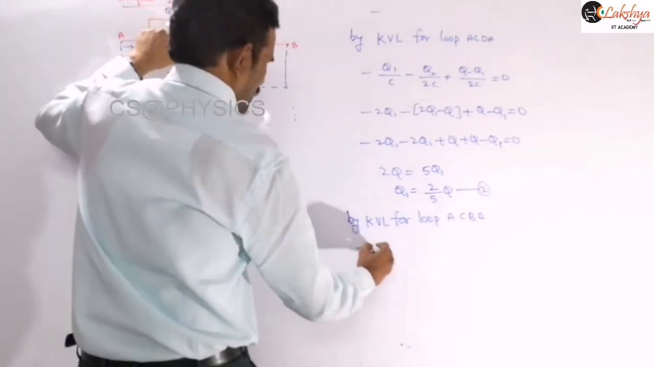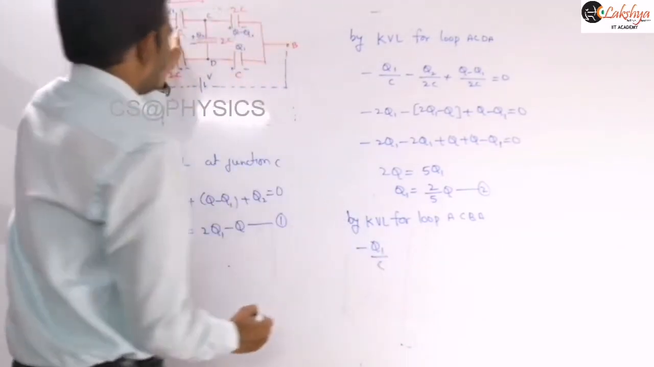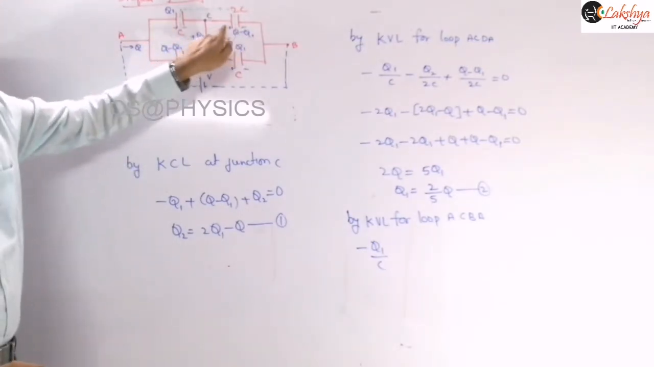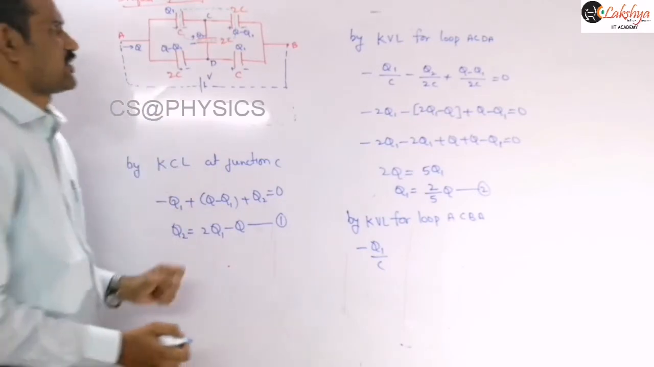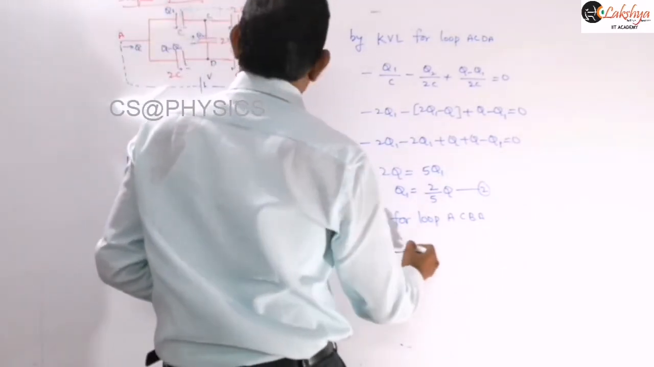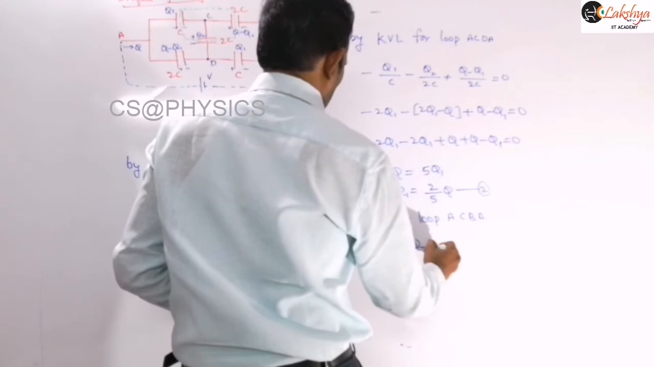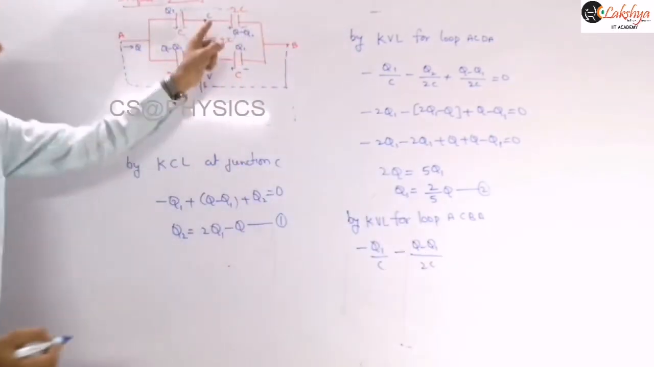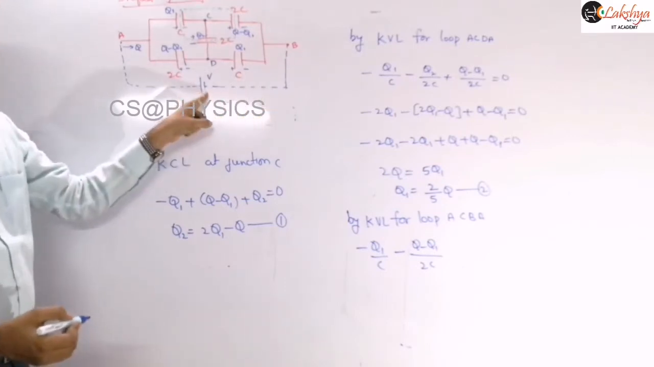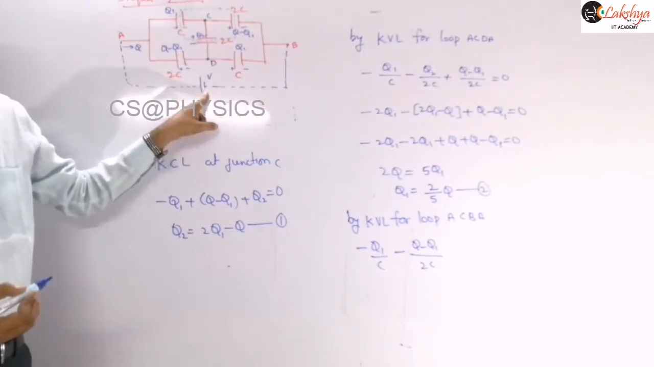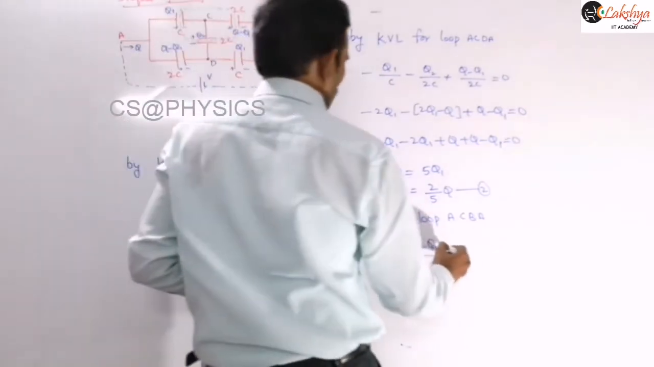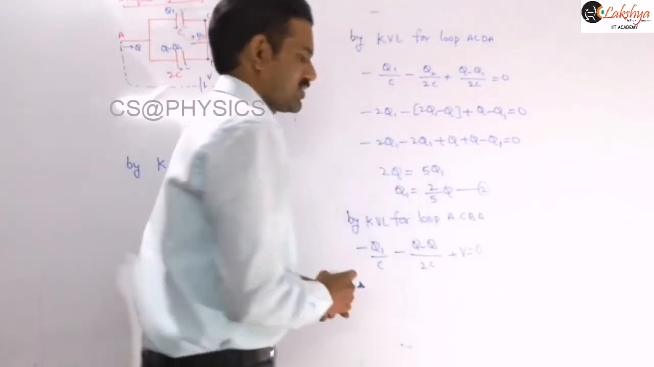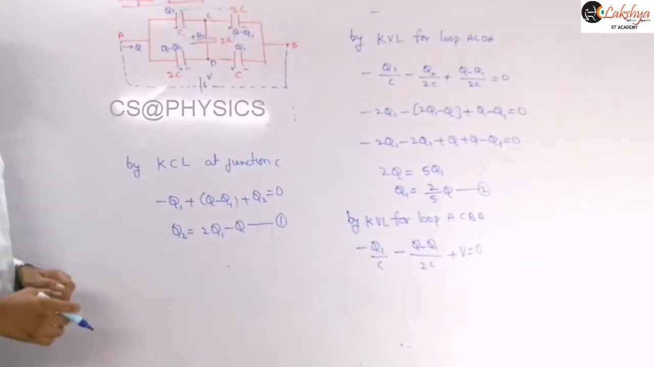Minus Q1 by C for this capacitor. And next we are moving to here. Here again we are traveling from positive plate to negative plate. So minus, there the charge is Q minus Q1, and the capacitance is 2C. And next we are moving to this cell. For the cell we are traveling from the negative to the positive terminal, so plus V is equal to 0, right? So that is our Kirchhoff's law for this closed loop.